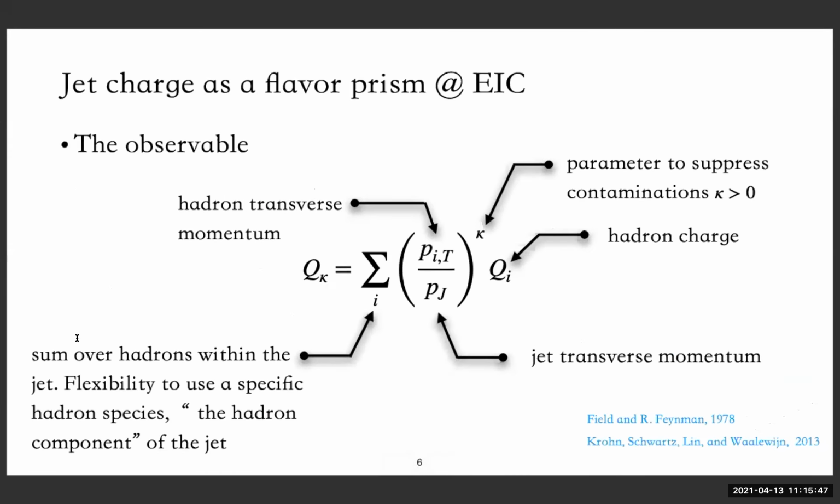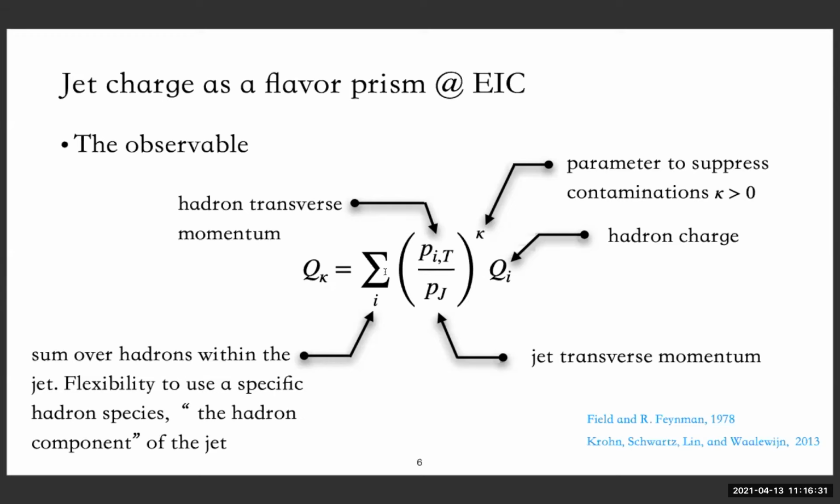It turns out that a proper definition of the jet charge was given a long time ago by Feynman. What he did is he reweighted the hadron charge within the jet by the hadron momentum fraction with respect to the jet. Here kappa is a free parameter. And this overall factor is actually used to suppress the soft contaminations, because for relatively low energy contaminations, this factor is almost negligible. Therefore, its contribution to the jet charge could be vanishing.